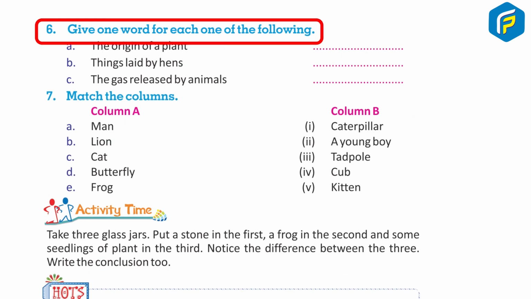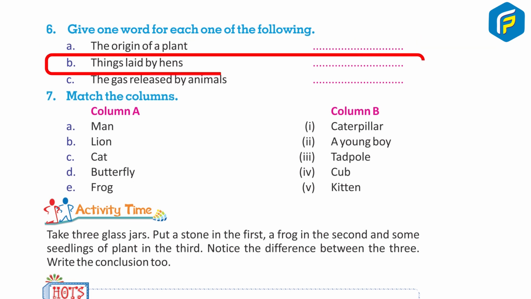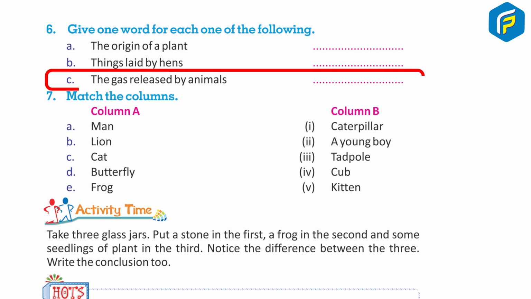6. Give one word for each one of the following. A. The origin of a plant. B. Things laid by hens. C. The gas released by animals.